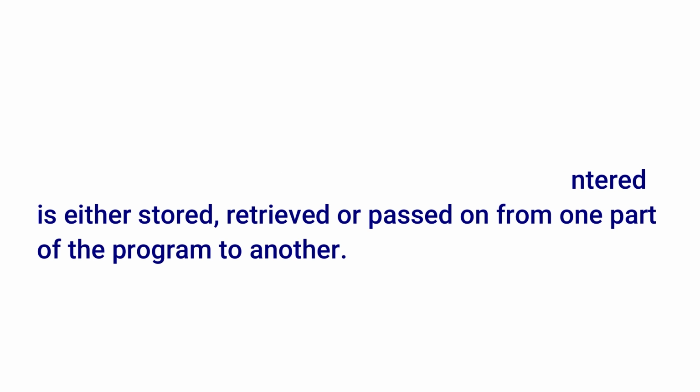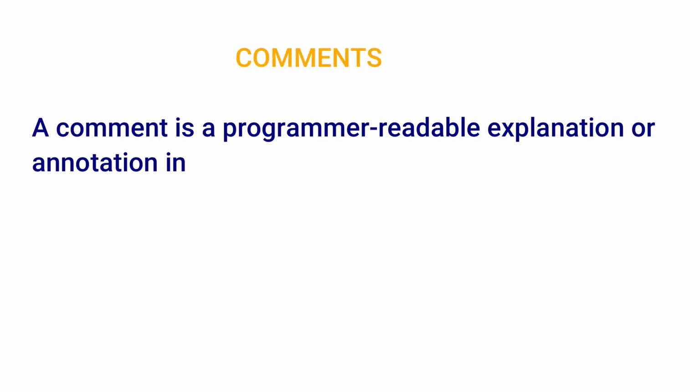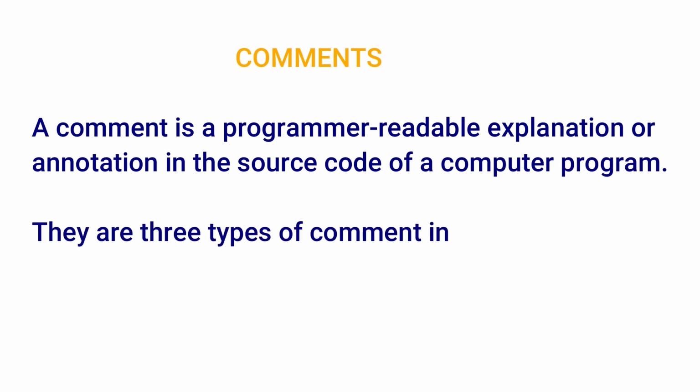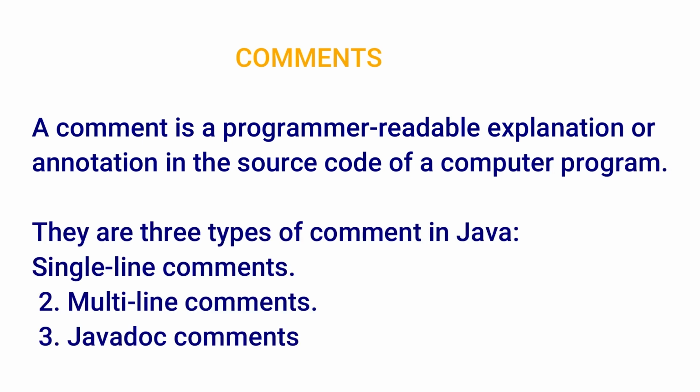Then from there, we go to the next thing in our training, which has to do with comments. What is a comment? A comment is a programmer-readable explanation or annotation in the source code of a computer program. And there are three types of comments in Java: single line comments, multi-line comments, and Javadoc comments. We will all see this when we go into coding in Java, when we start writing our program.